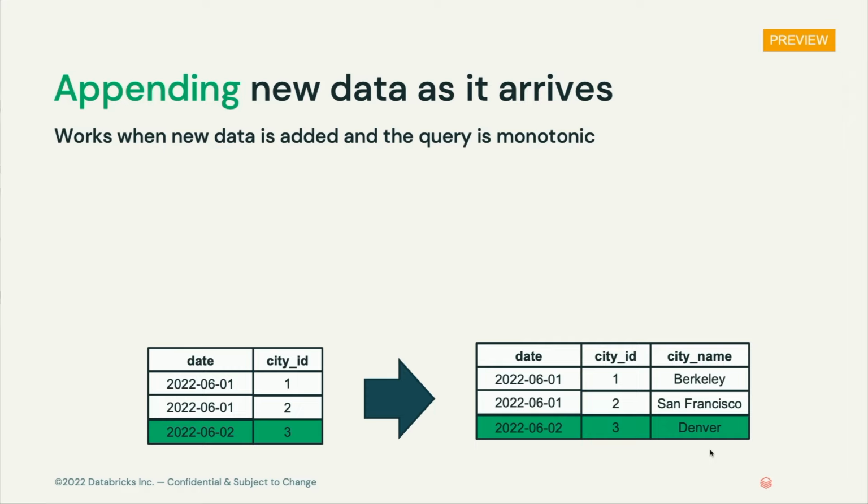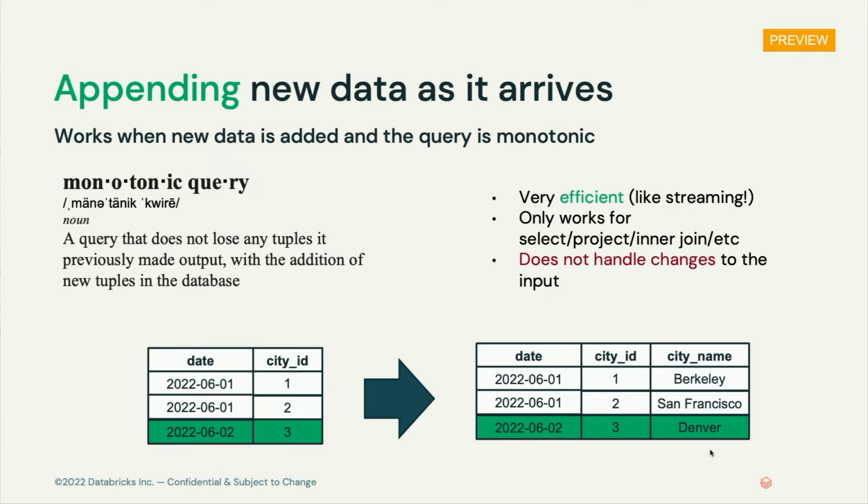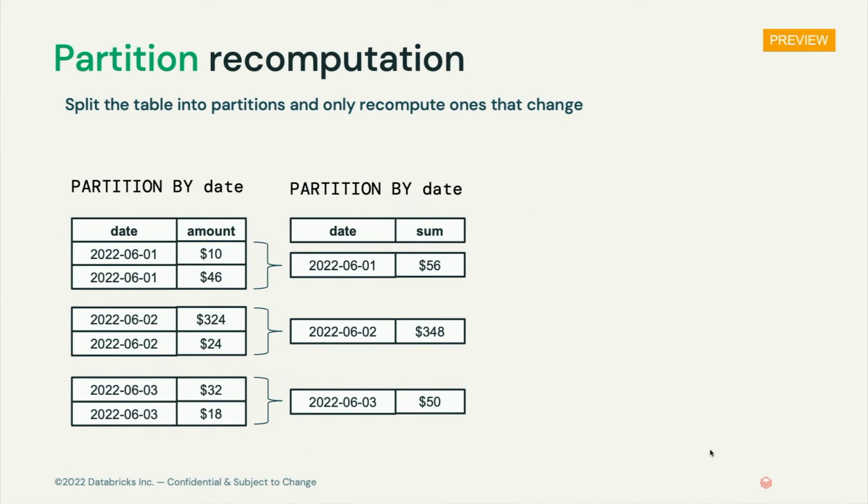So one technique is very similar to streaming. We leverage what's called a monotonic query, which is a query that does not lose any tuples given new input. So we know that appends will only lead to appends. We'll just feed those appends right through. Super efficient, as efficient as structured streaming. Only works for simple monotonic queries, though. Select, projects, inner joins. Does not handle changes to the input. So we have another strategy.